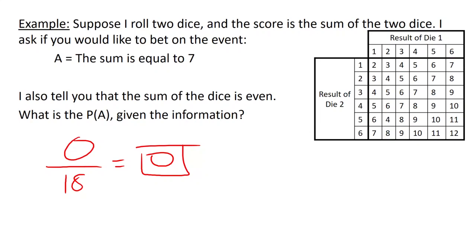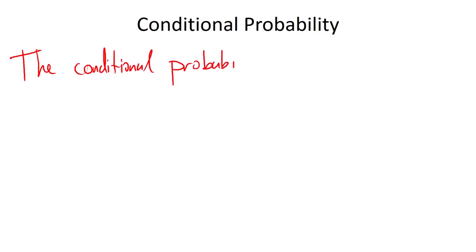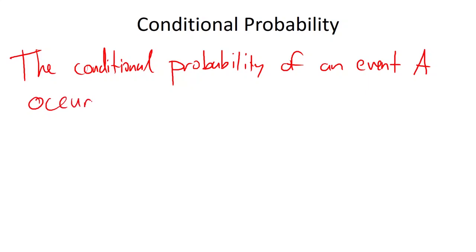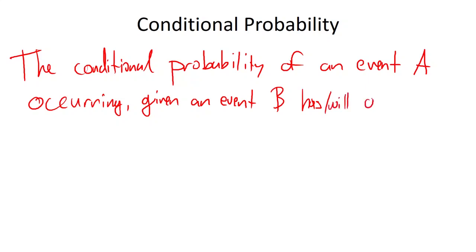Okay, these are examples of what we call conditional probabilities. They're probabilities, but they're conditioned on something guaranteed, or something that had to have happened. So, we say the conditional probability of an event A occurring given an event B has or will occur.